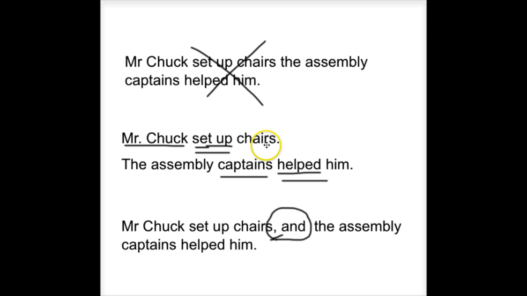Mr. Chuck set up chairs, capital letter, period. The assembly captains helped him, capital letter, period. Or we can make it a compound sentence. Mr. Chuck set up chairs, comma, and a coordinating conjunction. In this case, again, I chose and. The assembly captains helped him.